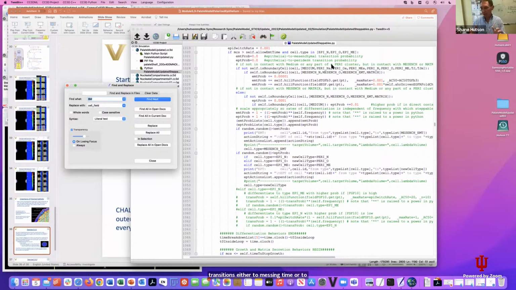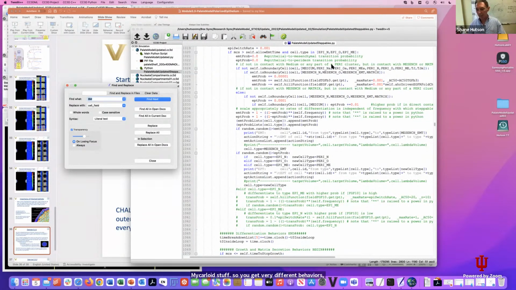Now, one of the problems with that is that probability will give you different behaviors depending on how often you call the steppable, right? If the probability was, say, 1 in 100, then if you call the steppable every Monte Carlo step, then after about 100 Monte Carlo steps or so, it's likely that most of the cells would have differentiated. But if you call the steppable every 100 Monte Carlo steps, then you're not going to get complete differentiation until 100 times 100, right? 10,000 Monte Carlo steps. You get very different behaviors depending on how often you want to call it.